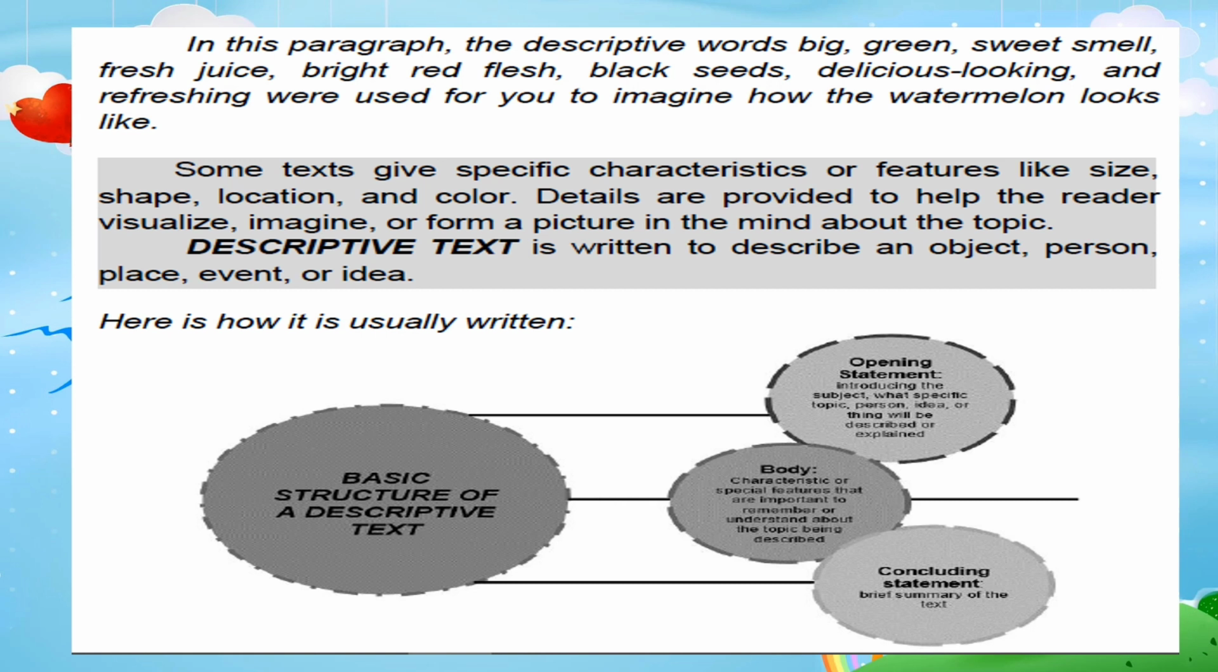In the big circle, the basic structure of descriptive text. There is a tree circled here. The opening statement introduces the subject: what specific topic, person, idea, or thing will be described or explained. And next is the body: characteristics or special features that are important to remember or understand about the topic being described. And the last one is the concluding statement, a brief summary of the text.